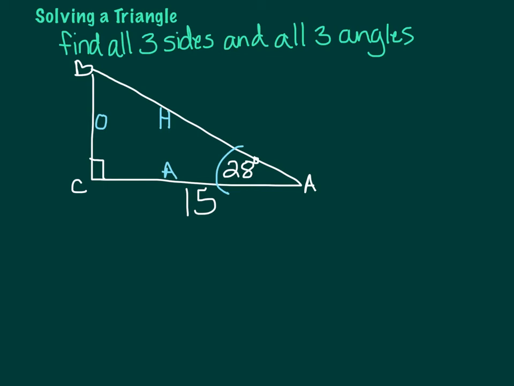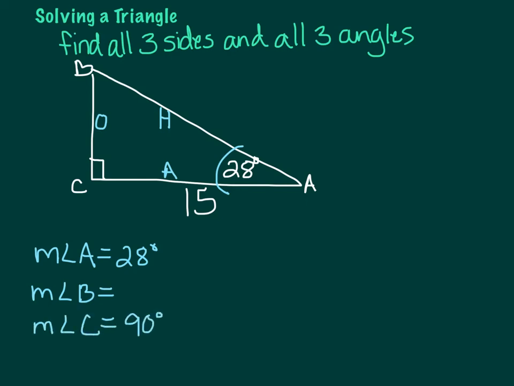So if we want to find everything, I'm just going to find, okay, what is the measure of angle A? Well, I know it is 28 degrees. What is the measure of angle B? I don't know. And the measure of angle C is 90 degrees. So you have to use your knowledge that the sum of the angles of a triangle is 180, and just take 90 and 28 away from 180, and you get 62 degrees. And so now we know all three angles.